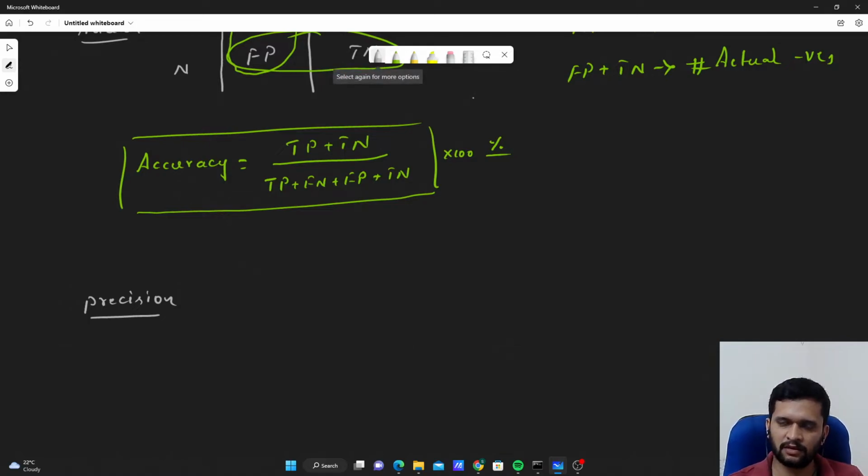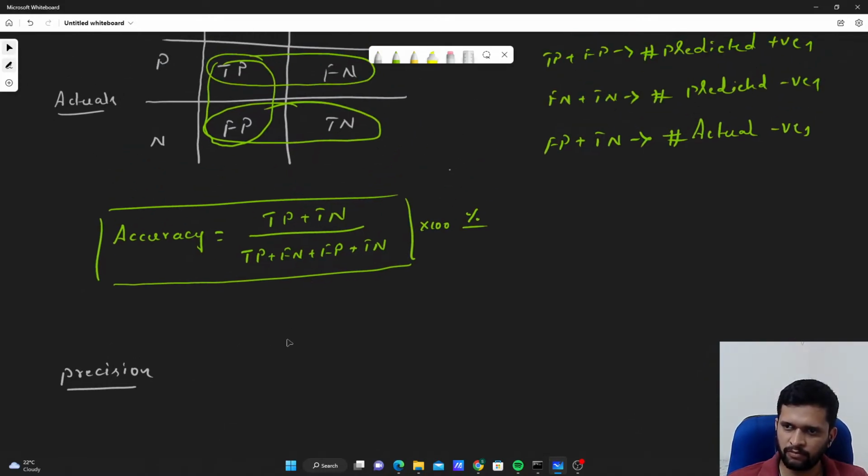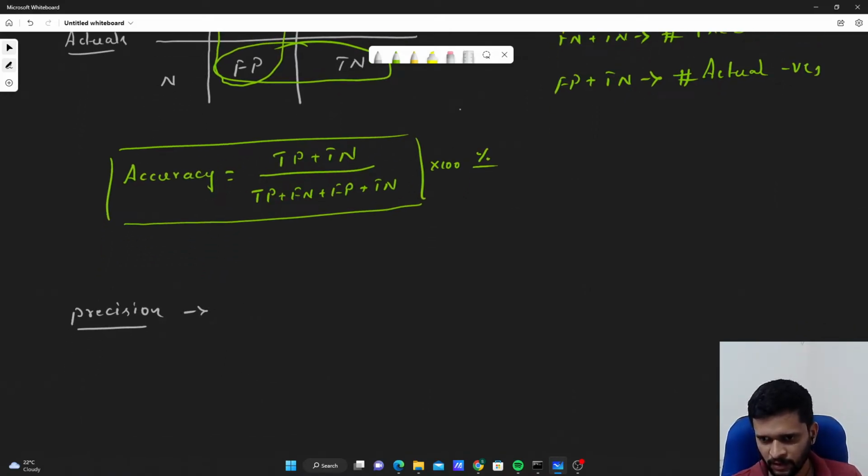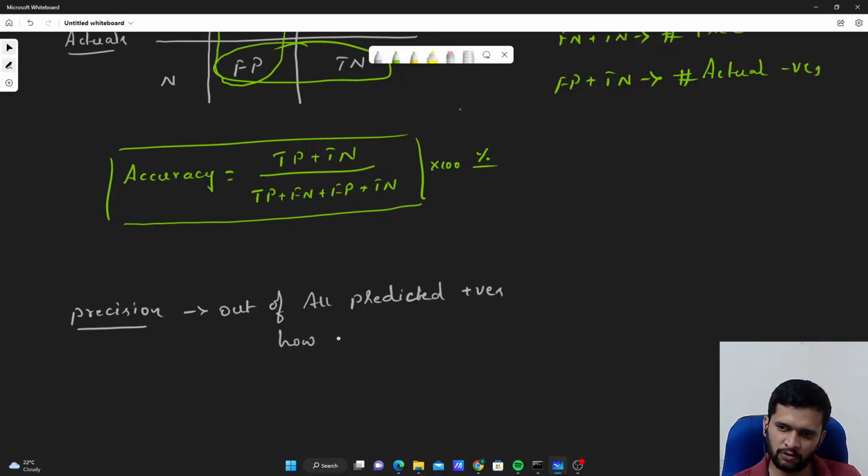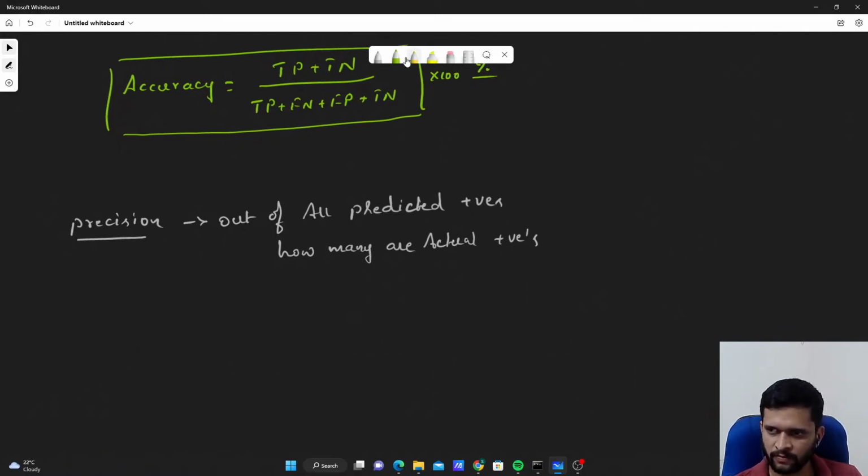Now, in order to calculate precision, in more general English terms it is: out of all the predicted positives, how many are actual positives? Okay, so how do we represent it with the help of mathematics and using the confusion matrix? So what I said, precision is out of all predicted positives, how many are actual positives?